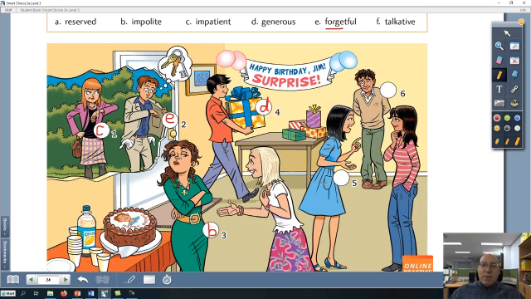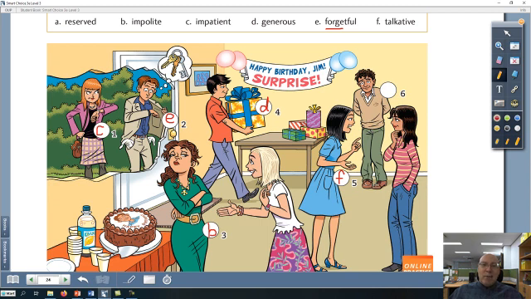This person here in number 5, she seems to be talking, blah, blah, blah, blah. So a person who likes to talk, like we used that example before, is somebody who is talkative. Okay, so number 5.